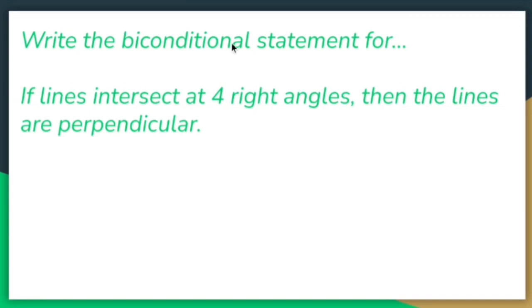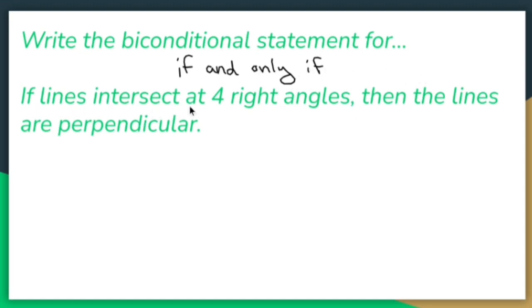Write the biconditional statement for: if lines intersect at 4 right angles, then the lines are perpendicular. Biconditional statements are if and only if statements. Okay, so I have children, and if my children are like, Dad, can we watch television? And if I were like, yeah, but only if you do your chores, then my children can watch television if and only if they do their chores.